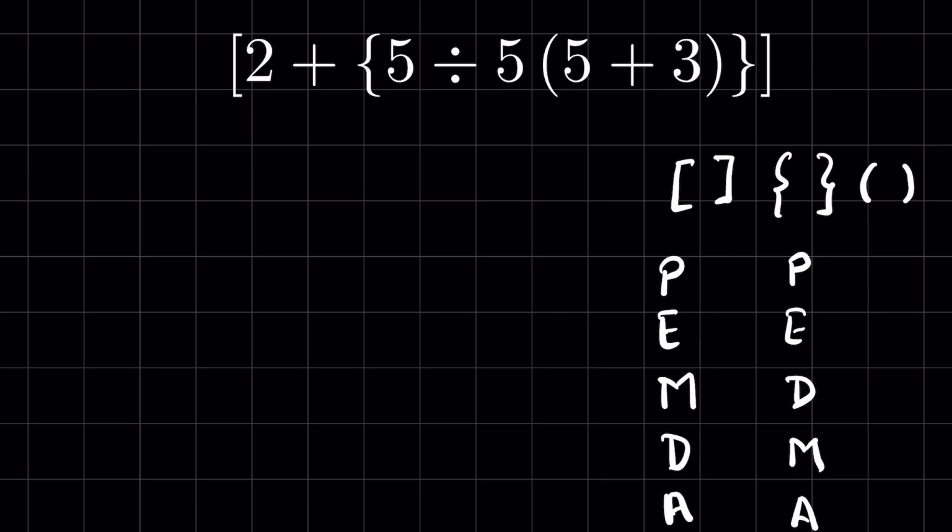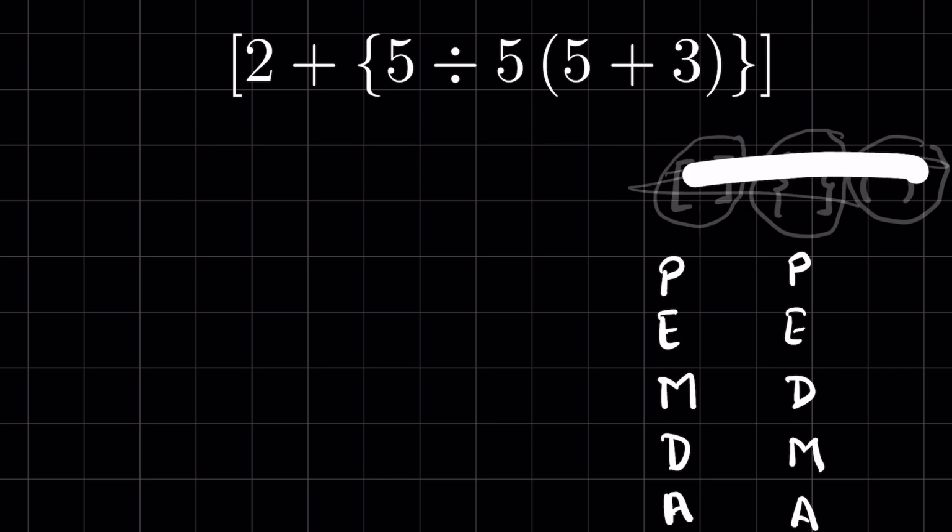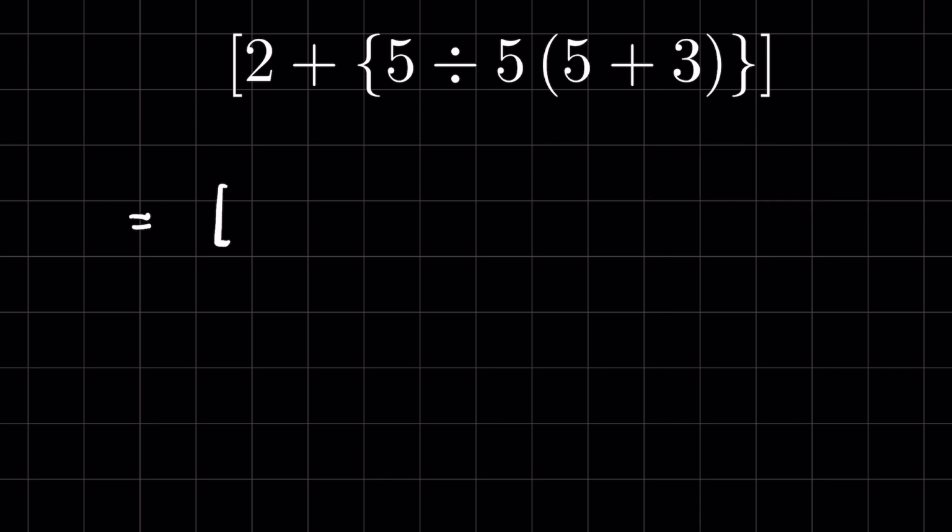So as per this order of operation, we first solve parenthesis, and in parenthesis also we first solve this smaller bracket. Then we solve the curly bracket, and then at last we solve the box bracket. And within brackets also you have to follow this order of operation. So let's start by writing all other operations as they are: 2 plus 5 divided by 5.